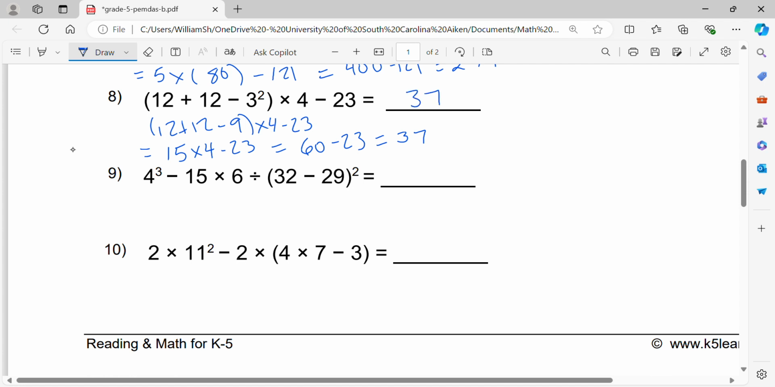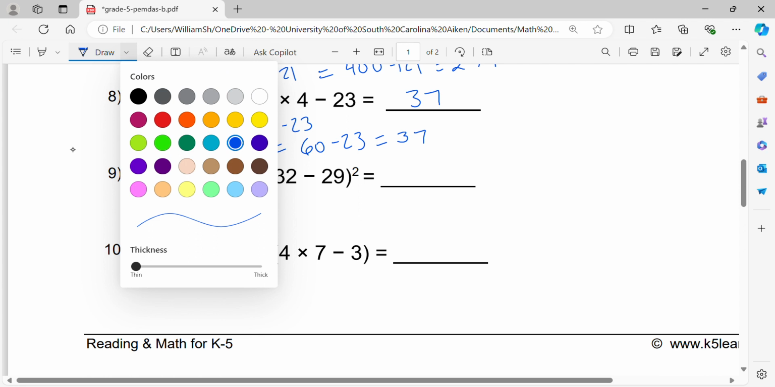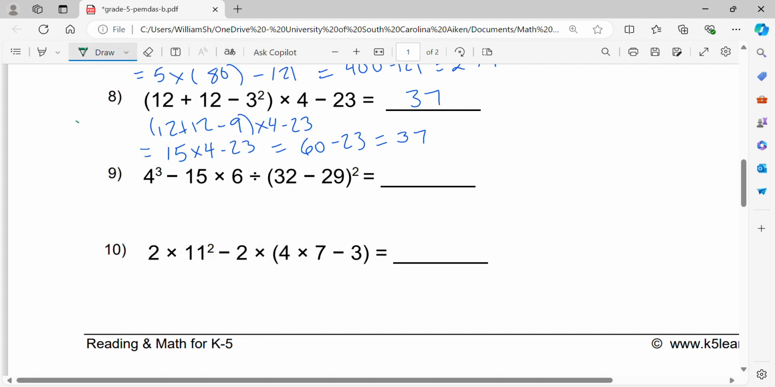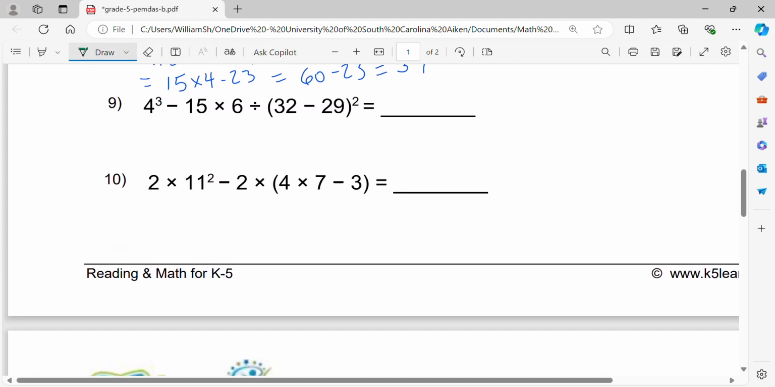Alright. So our answer for that one is 37. Alright, on to the very last set here. Let's do green.